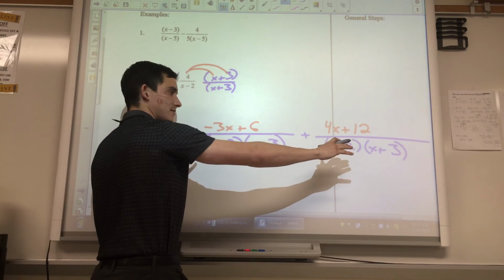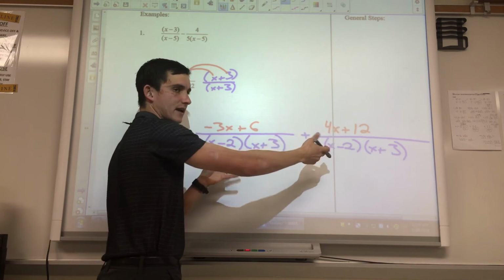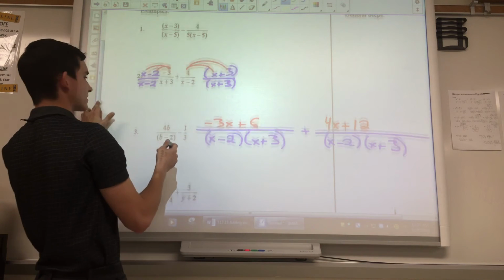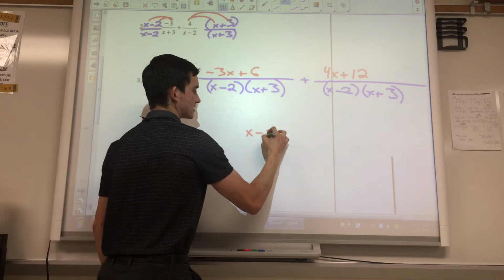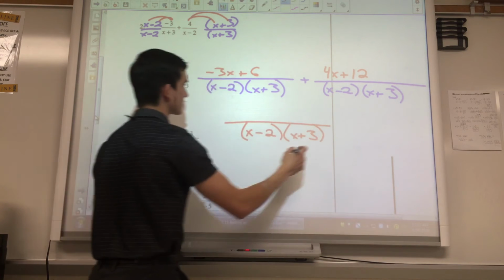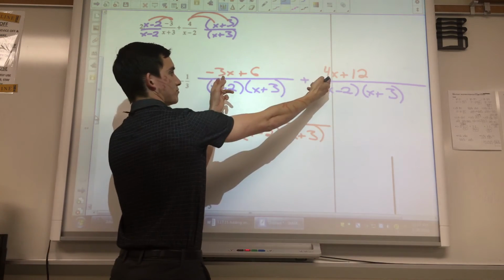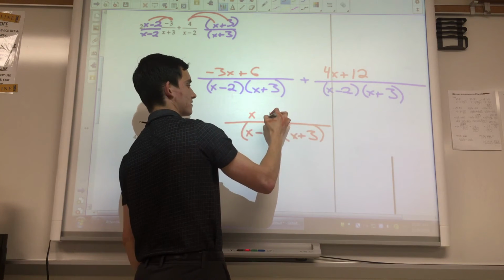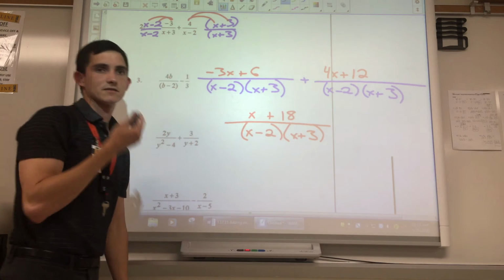But it's a common denominator. So really these are just all being added together. It just comes down to combining like terms at this point. So my final answer is just going to be x minus 2 times x plus 3 in the denominator. And then on the top I have negative 3x plus 4x, 6 plus 12. And that'd be the final answer.